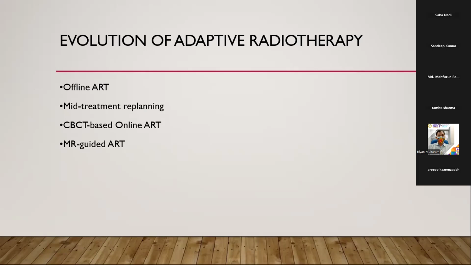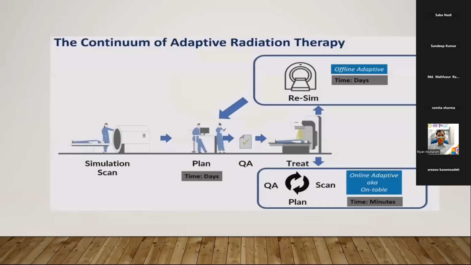So this was the offline ART, and then the mid-treatment replanning concept came, where after a few fractions, like after the 10th fraction, replanning was done again for the patient, because we didn't have much technology to assess it. Then CBCT came into the picture along with advancements in the algorithms. So CBCT-based online ART came into the picture, and now we know about MR-guided ART, already practiced in many centers.